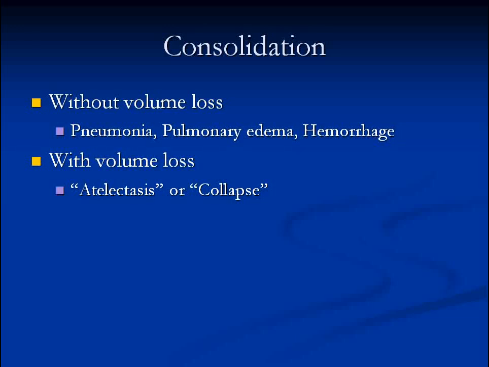Now there's two types of consolidation. There's consolidation that occurs without volume loss. That means the volume of the lung is maintained. And conditions that cause this are pulmonary edema, pneumonia, and hemorrhage. In these conditions, the air spaces are all filled up with fluid. There's no volume loss, but it is soft tissue density. Then we can talk about consolidation with volume loss, and this is called atelectasis or collapse. And there's certain signs of volume loss that I'm going to show you.